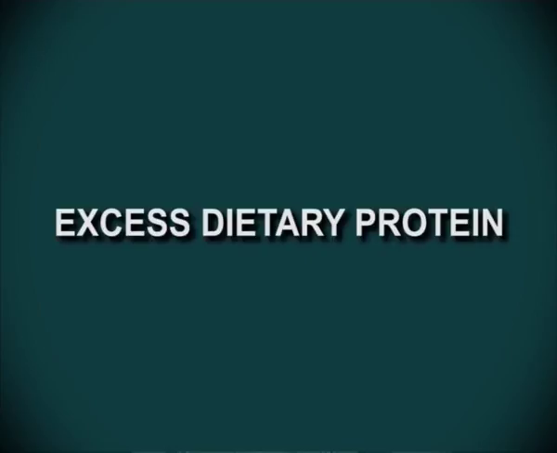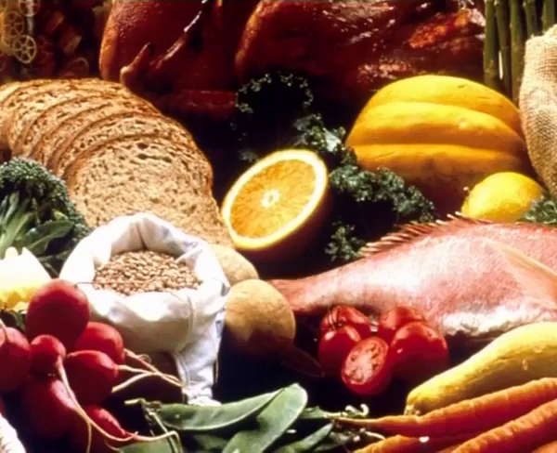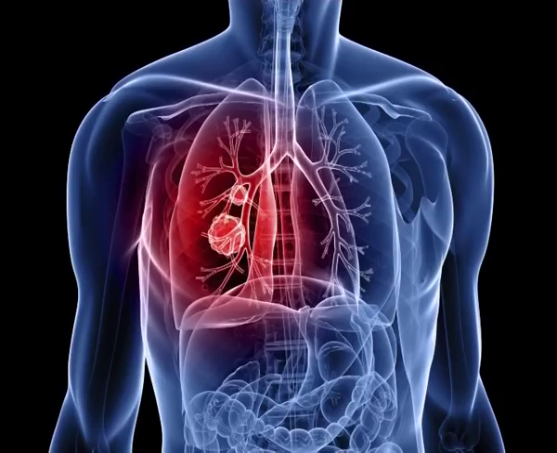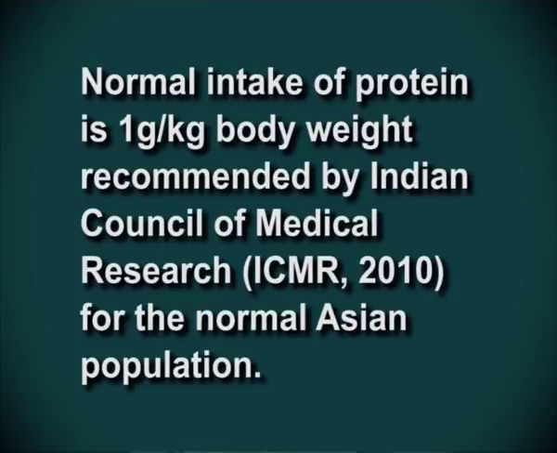Coming to the excess dietary protein. In developed countries, an excess of protein and energy is more common than the deficiency. Diets rich in animal protein are often associated with various diseases like kidney problems, osteoporosis, heart disease and cancer. Normal intake of protein is 1 gram per kg body weight. It is recommended by the Indian Council of Medical Research, ICMR 2010, for the normal Asian population. Any excess protein can be harmful and is encountered with various health issues.